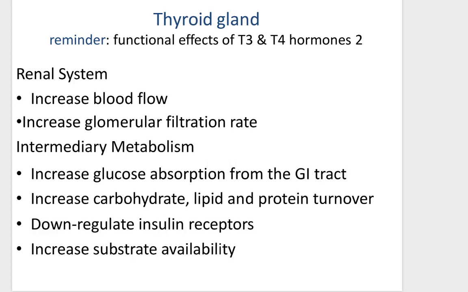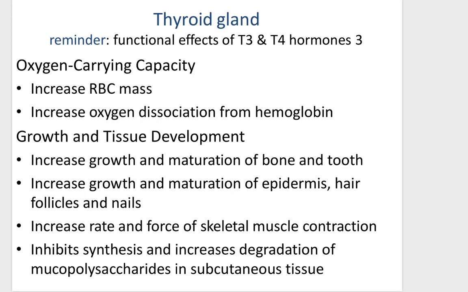In the renal system, T3 and T4 increase blood flow and increase glomerular filtration rate. For intermediary metabolism, they increase glucose absorption from the GI tract, increase carbohydrate, lipid, and protein turnover, downregulate insulin receptors, and increase substrate availability. For oxygen carrying capacity, they increase red blood cell mass and increase oxygen dissociation from hemoglobin.